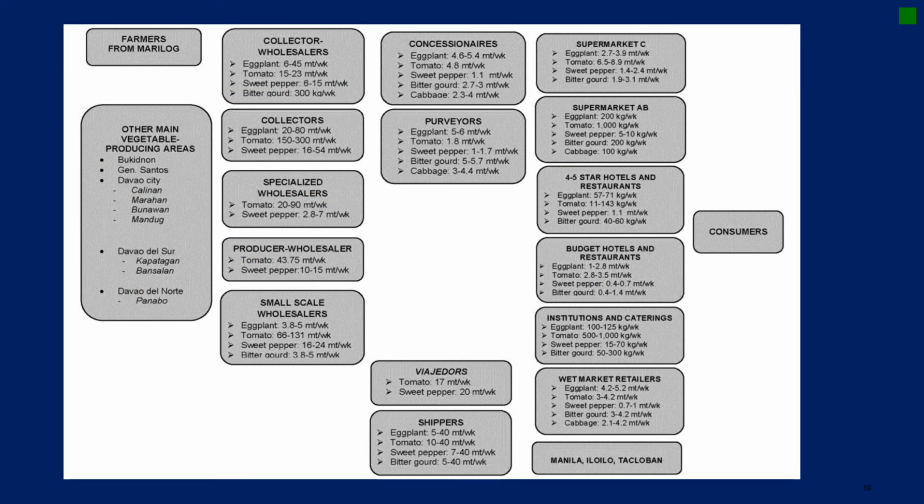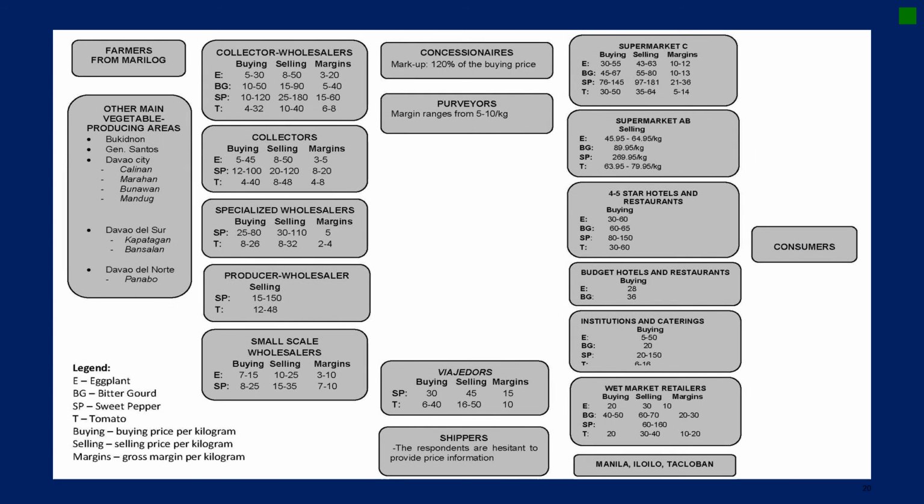Here's an example of the data we obtained by using this RMA method in just one region of the southern Philippines. You can pause the video if you want to see the detail. Here you can see that we were able to find out the weekly demand for each type of actor in all the distribution channels. Here you can see that we were able to find out the buying and selling prices per kilogram of the vegetables of interest by each actor in the distribution channels.